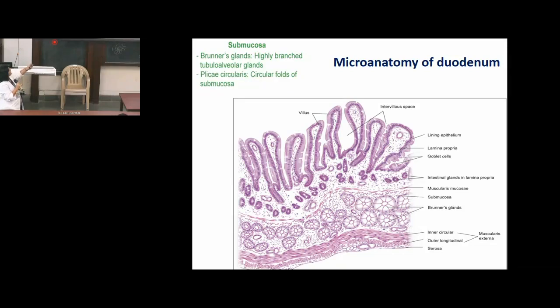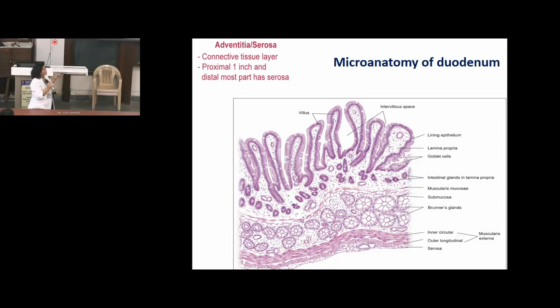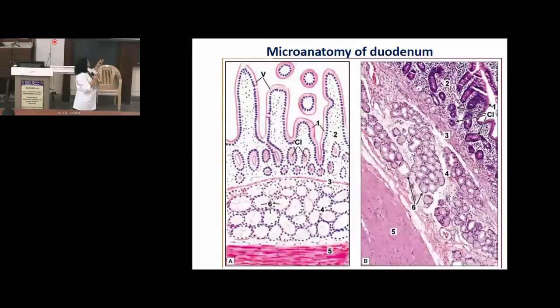So there are Brunner's glands which are present, and plica circularis, circular folds. Muscularis externa will remain the same and adventitia also remains the same. As we all know, duodenum is partly peritoneal. So that's why we speak about the serosa and adventitia difference like this. Is that clear? So that's all about this duodenum. This is how you will be drawing this slide. So these are the villi, those are crypts. This is what I'm speaking about.